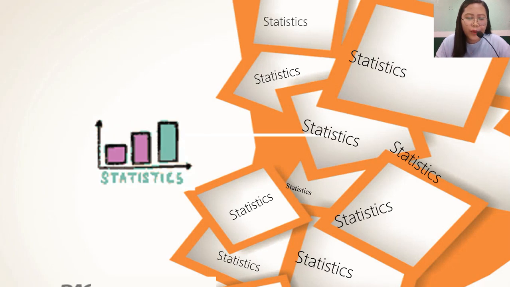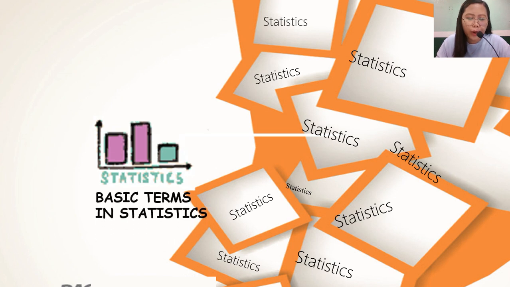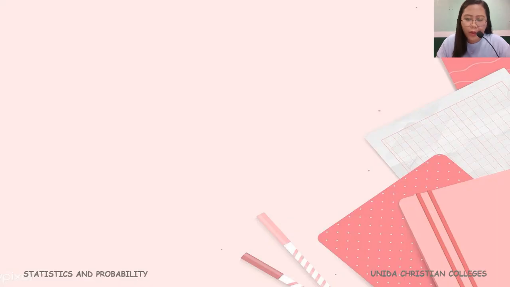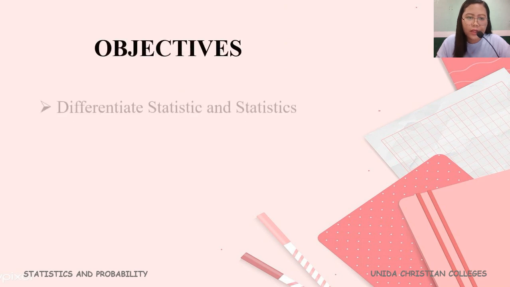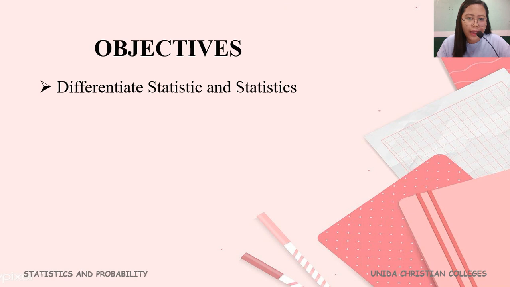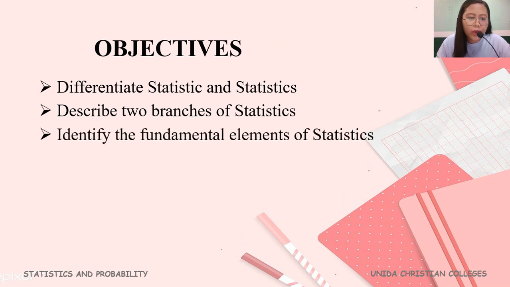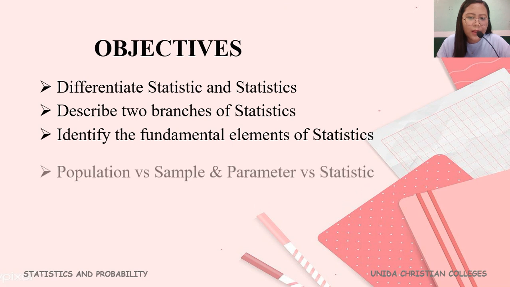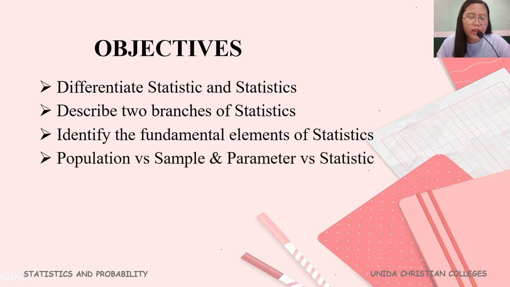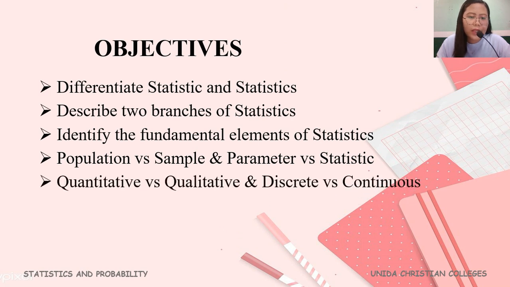Good day, everyone. For today, we will start our first lesson in statistics, which is all about the basic terms in statistics. So, what are our objectives for today? First, we will differentiate statistic and statistics, with S and without S. Second, we will describe the two branches of statistics. Third, we will identify the fundamental elements of statistics. Fourth, population versus the sample, and the parameter versus the statistic. And last one will be the quantitative versus the qualitative, and the discrete versus the continuous.